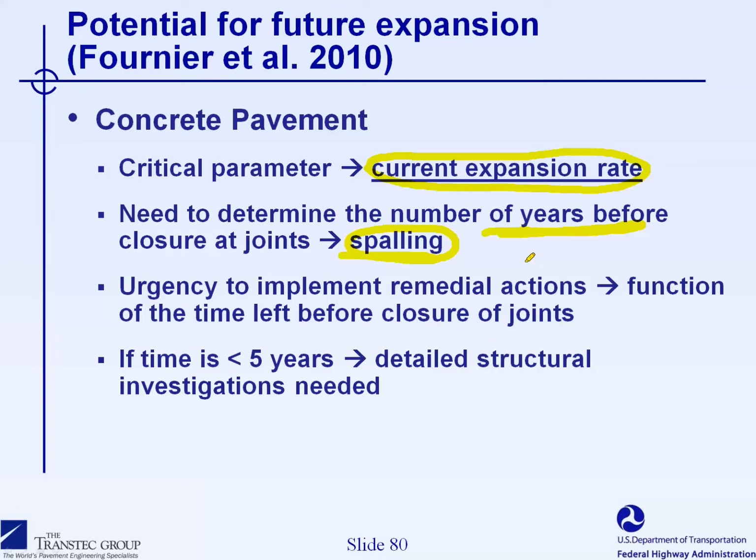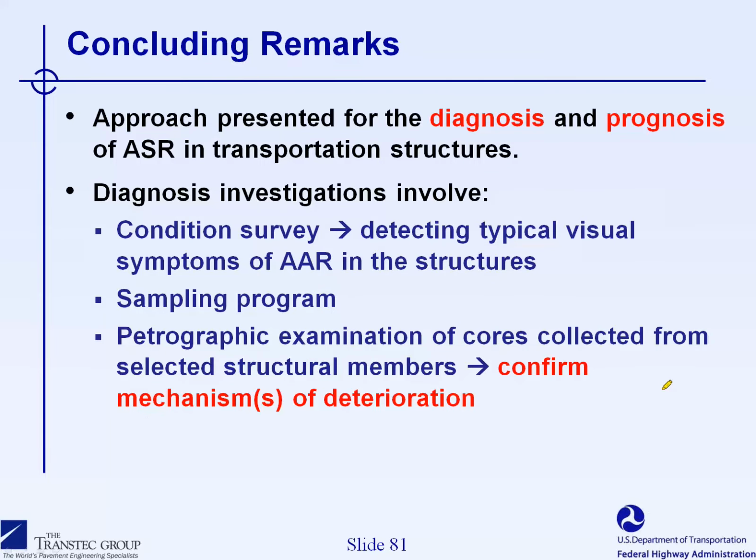So the use of in situ monitoring of expansion and also evaluation of the potential expansion through expansion on cores can actually provide tools to determine the current expansion rate, to determine how many years are left before closure of joints, and then depending on those years left, there will be some decisions to be taken by the engineers to decide what to do, as will be discussed also by Professor Folliard in the next presentation.